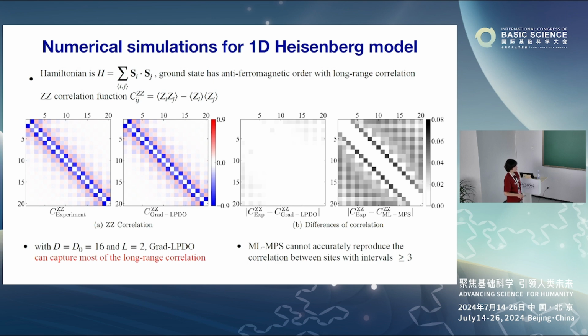The previous method cannot accurately reproduce the correlation between the sites when the interval is larger than 3, because here, the green dots here, the error is quite large. However, if you use our method, it can capture most of the long-range correlation.